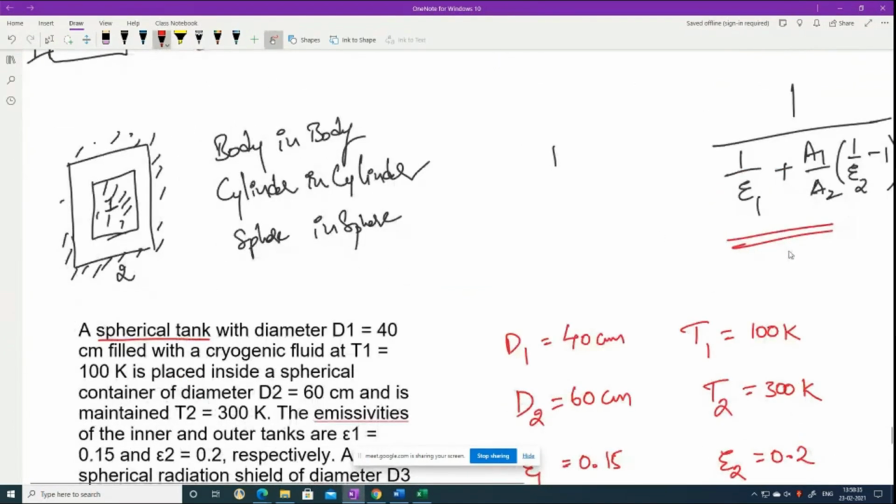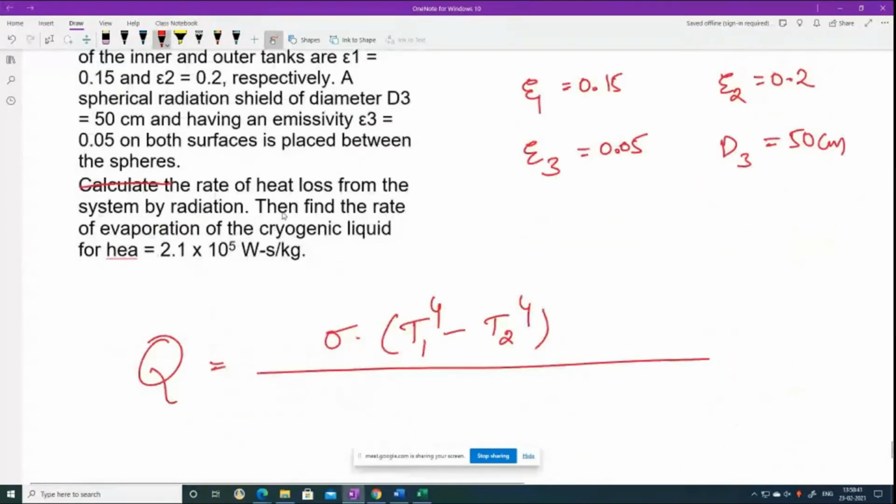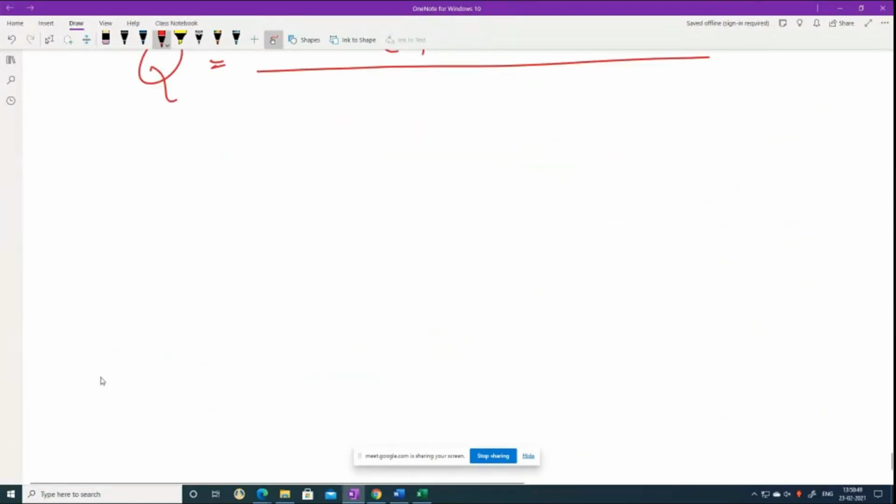So not this one. This one you have to take, if it is just one sphere. But here you don't have one sphere. You have one more sphere in between the two spheres. So if that is the case, what you have to do? Draw the resistance, then you will understand. So this is the first sphere of so and so diameter. This is a radiation shield. This is one more. So you have three here.